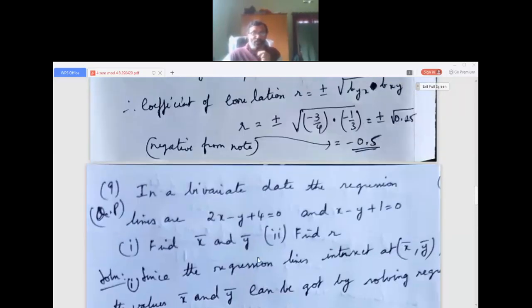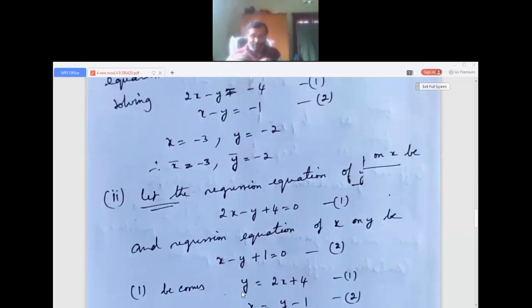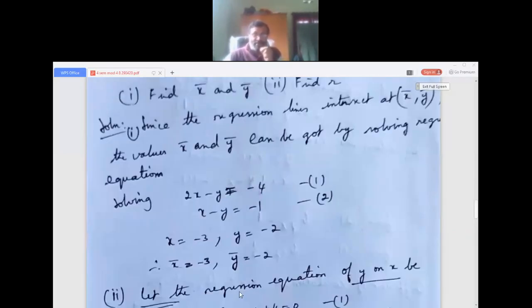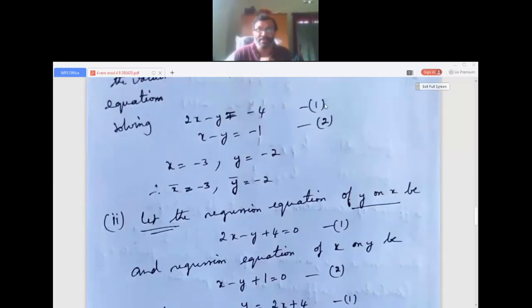I hope it is clear. This is just like the previous problem. Now find r. As in the previous problem, let the regression equation of y on x be the first one, 2x minus y plus 4 equals 0, and the regression equation of x on y be x minus y plus 1 equals 0. I took it this way, or you can take x on y also.